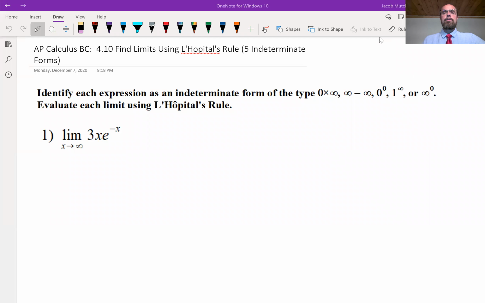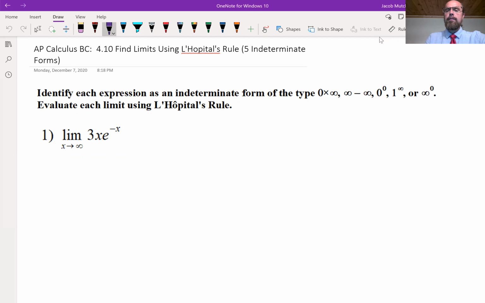Welcome to Calculus. Today we will investigate finding limits using L'Hopital's rule, taking a look at some of the indeterminate forms. Our first example is the limit as x approaches infinity of 3x times e to the power of negative x. And I see in my instructions that I want to identify what type of indeterminate expression I've got.